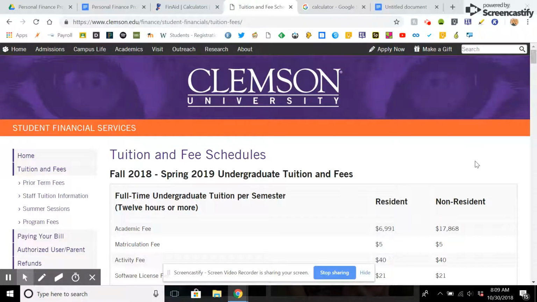This is part 2 on how to calculate your college cost. And in this section, we're going to specifically focus on how to figure out what your student loan debt payment will be when you're finished with college.